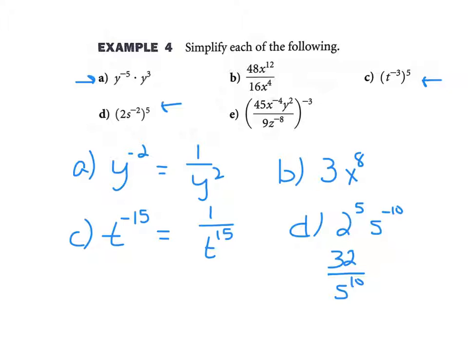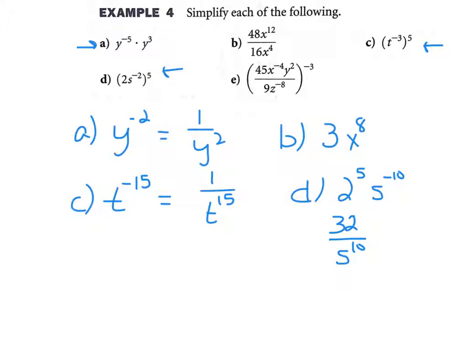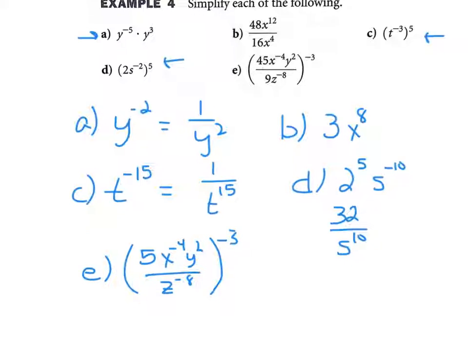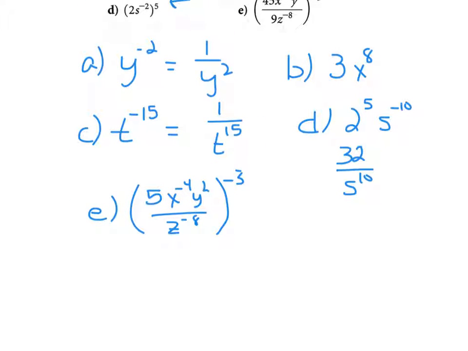And the last one here on the slide, end of the day on the video, is part E. And E, I'm going to go ahead. What I like to do first is work inside as much as I can. So I'm going to go ahead and divide that 45 divided by 9, which is 5. And I have x to the negative 4, y squared, z to the negative 8, and I have this negative 3. Now, what I would do normally is I would have gone ahead and flipped the x and the z. But what I notice is outside there's also a negative exponent. And because there's a negative exponent outside, that's going to change the sign, because remember that exponent outside goes for everything inside.